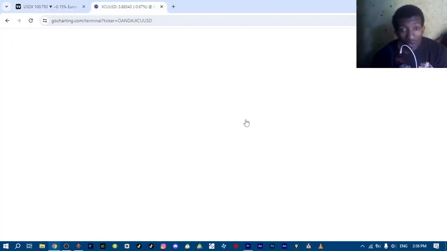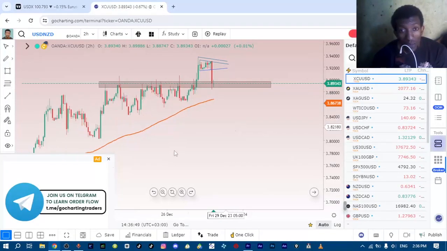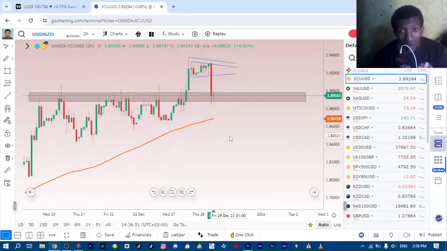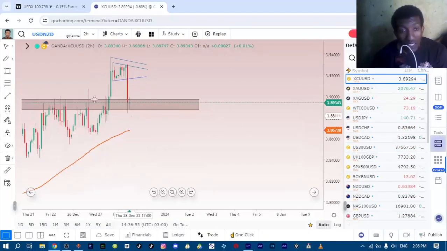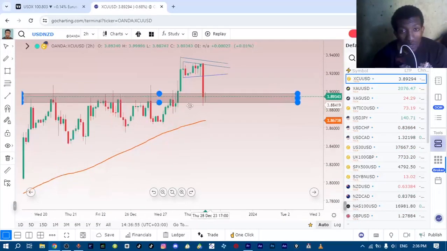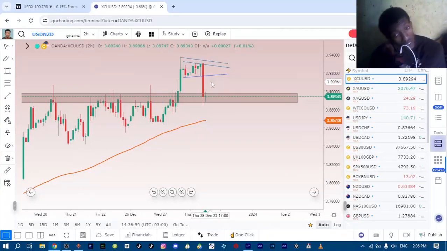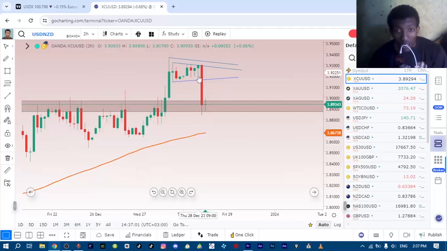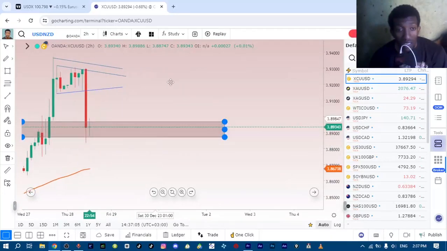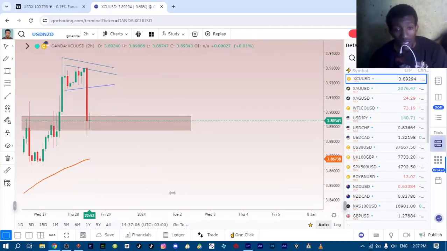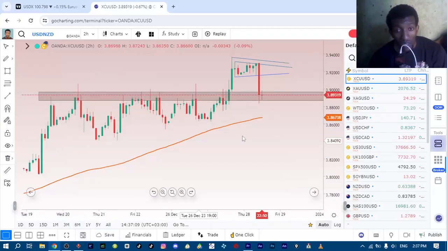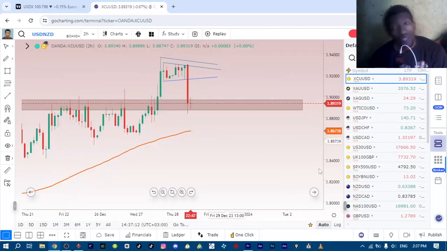So let's go to the gold charting. As I have told you, as you can see, this place is a buying zone. That's why we are making a bullish move. So after hitting our TP2, it is nice to get out of the trade. So that is how we do it.